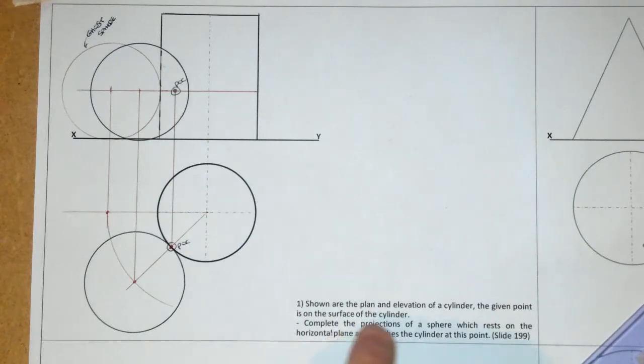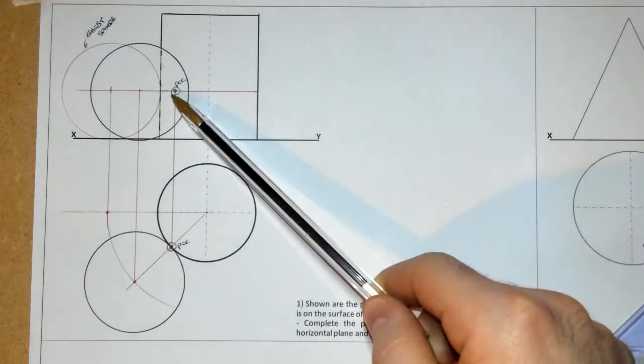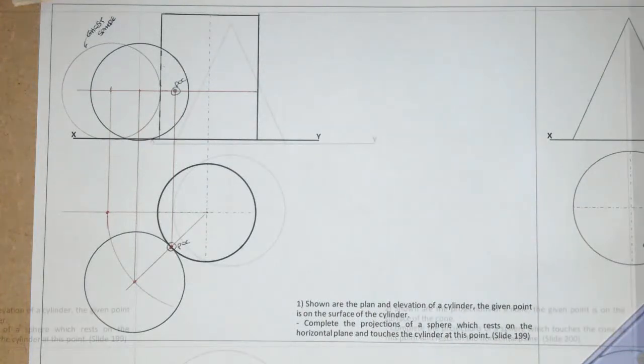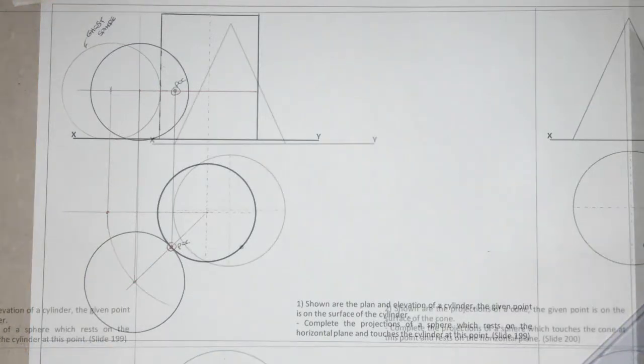It said complete the projections of a sphere which rests on the horizontal plane, touches the cylinder at this point. That's the first question there, guys. And it all came from basically the point of contact, which gave us a lot of the information, and our understanding of how we can use that point of contact to help us. So at this point now, guys, I'm going to move on to question 2, so I'm just going to zoom out to that one there now.